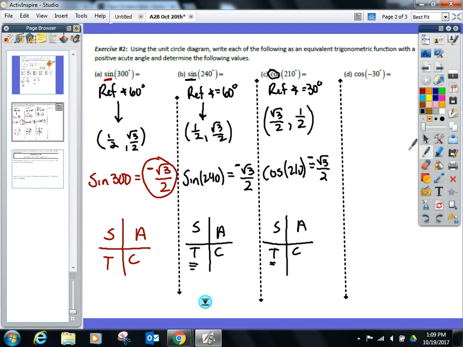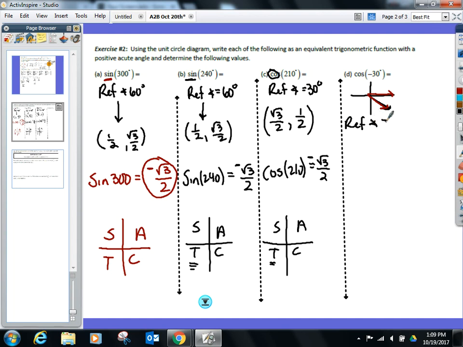Ooh, cosine of negative 30. Okay, negative 30. So let's see, if I graph that real quick, it would be this angle right here. And my reference angle wouldn't be negative 30, it would be positive 30. So there's your reference angle, 30. So it would also intersect at radical 3 over 2, 1/2.